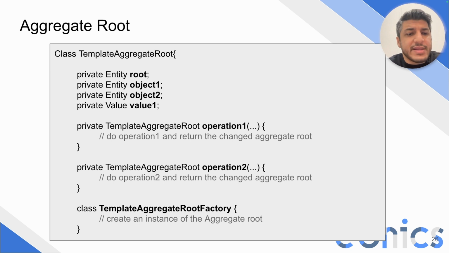And it looks something like this. It's basically a class containing the data that we need regarding our service or services, because we want to have an aggregate root that we can use in many operations. And then we have operations that operate on this data.